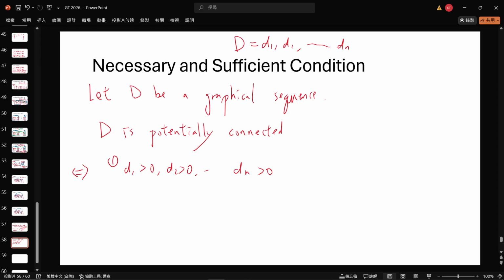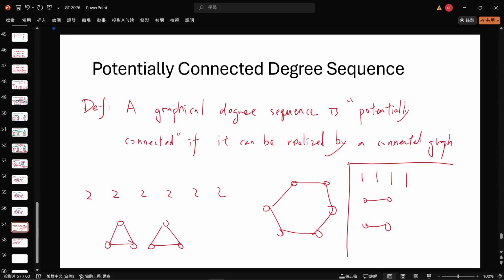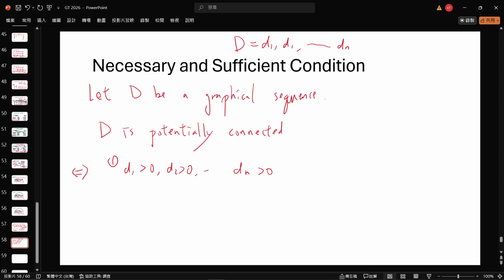So D1 is greater than 0, D2 is greater than 0. So we cannot have vertices without any neighbors, otherwise, it must be disconnected. But can I say that as long as all degrees are at least 1, then the degree sequence must be potentially connected? No, because we just saw a counter example, right? So if all degrees are like 1, still not potentially connected. So we need more constraint. So perhaps I'll change this to at least 1.